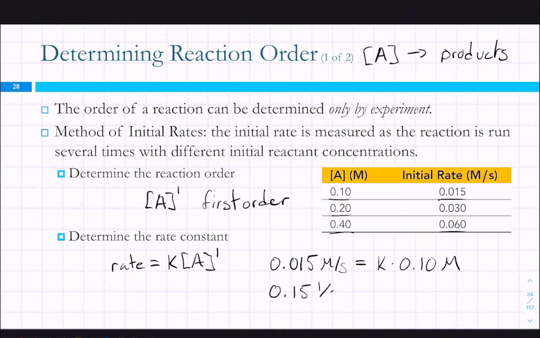1 over seconds equals K. Yeah, you could also put seconds to the -1.